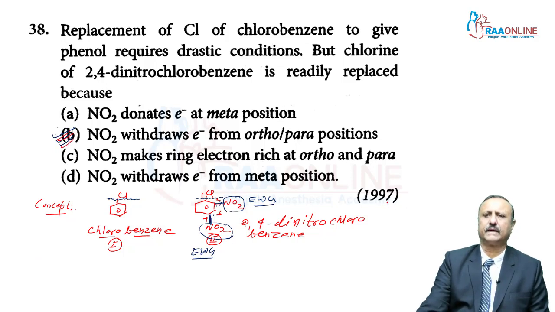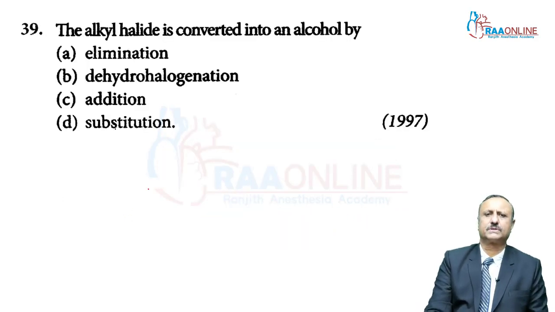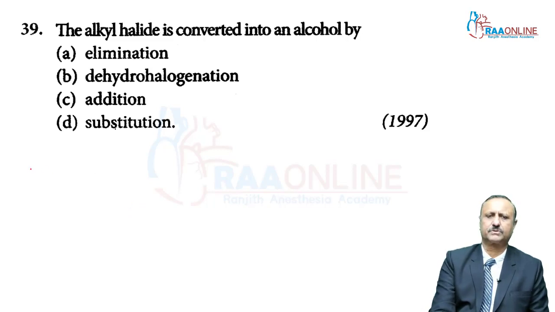And this question was asked in the 1997 NEET exams. Now, my dear students, we can see question number 39. The alkyl halide is converted to an alcohol. It is a very simple question, a very simple reaction, and you can easily understand the answer.